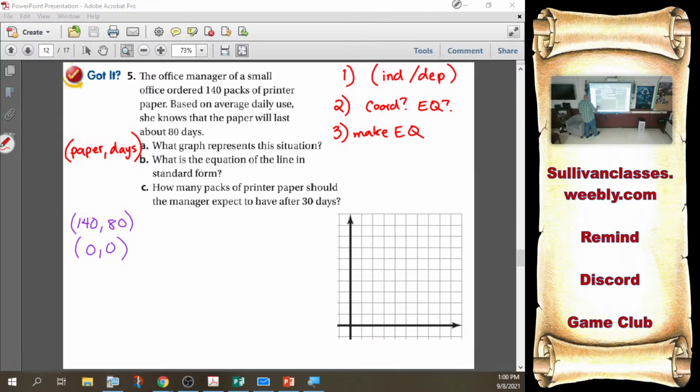Well, rise. 0 minus 80. Run. 0 minus 140 is, oh, look at that. Negative 80 over negative 140. Reduce it down. Divide both by 20. 4/7. I don't need to plug it into point slope form. I got a point right here that says 0, 0. What's the y-intercept? 0. So my equation is just 4/7 x.